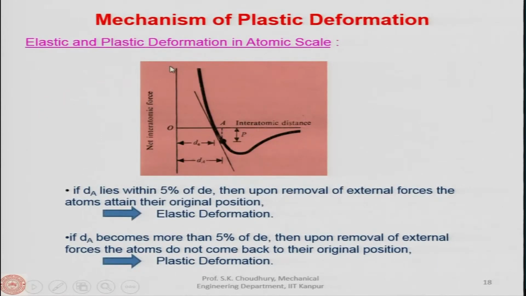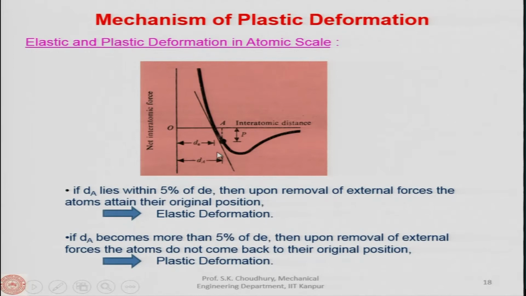Now, to continue the mechanism of plastic deformation, elastic and plastic deformation can be explained at the atomic scale in this way. We have the net interatomic force along the y axis, and along the x axis we have the interatomic distance. Interatomic force and interatomic distance vary along this line. So, this is the nature of variation of the interatomic force with respect to the interatomic distance. We have seen that when the distance is less, the force is more, and so on.